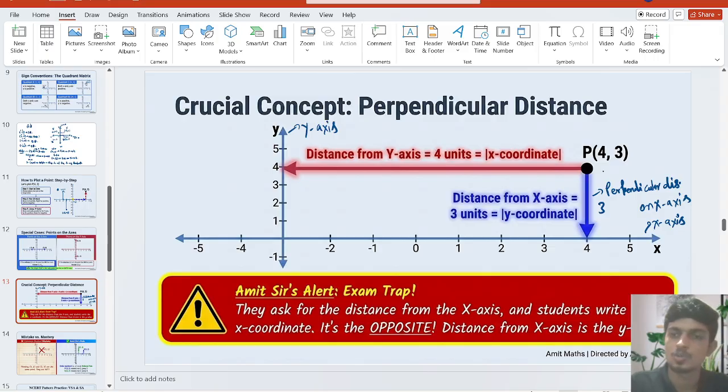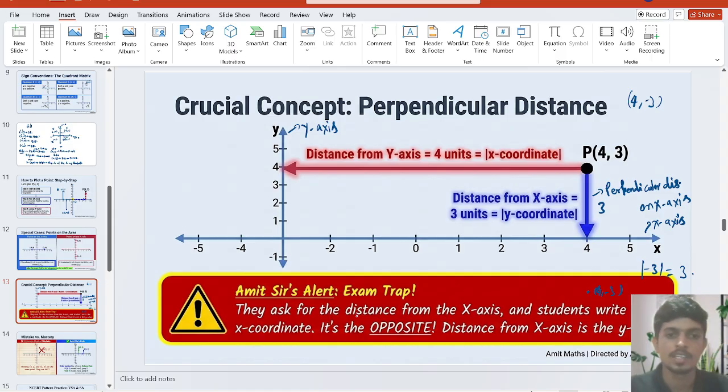Okay, so if anybody says the distance from the x-axis is 3 units, we simply need the modulus of the y coordinate. So this is 3 units. Suppose this is (4, -3), which lies in this quadrant. A distance should not be negative, so we take the modulus of -3, which becomes 3. So here we use the modulus of the y coordinate.